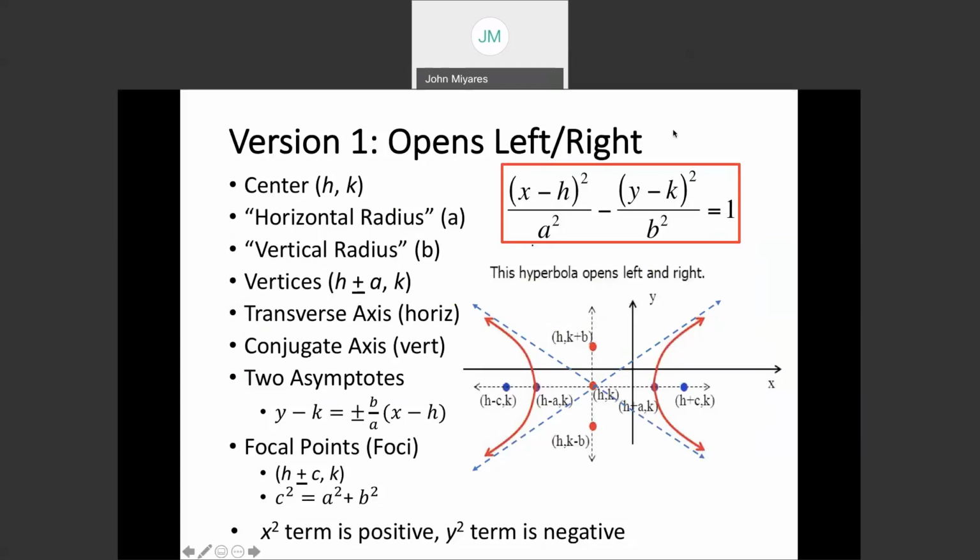Before we move on to the first example, I'm going to pause here for a few seconds so you can process all the information that's on this slide.